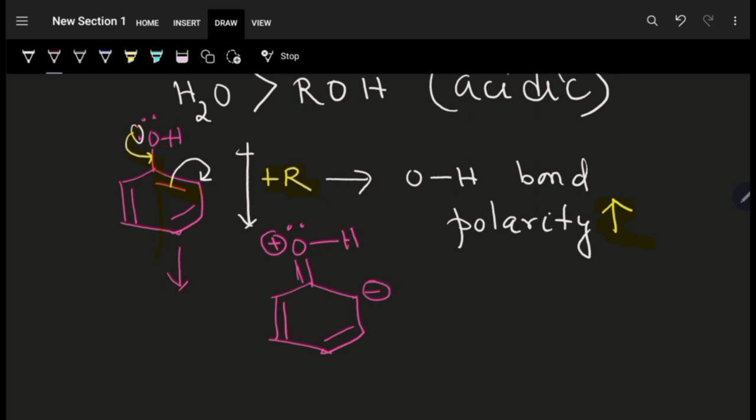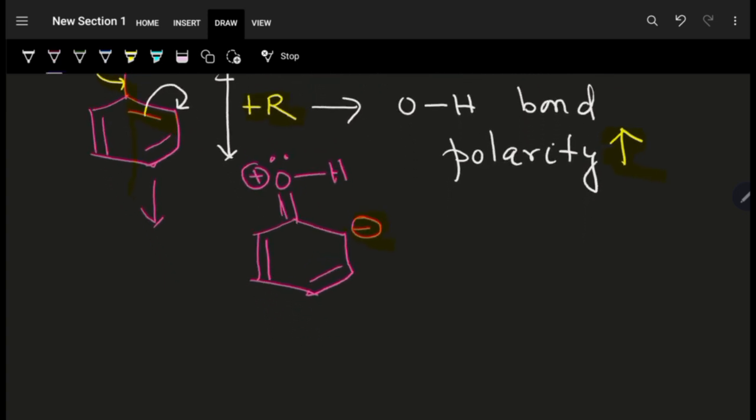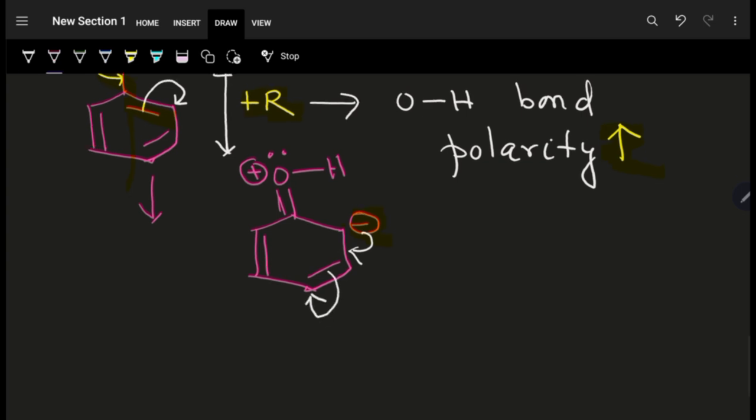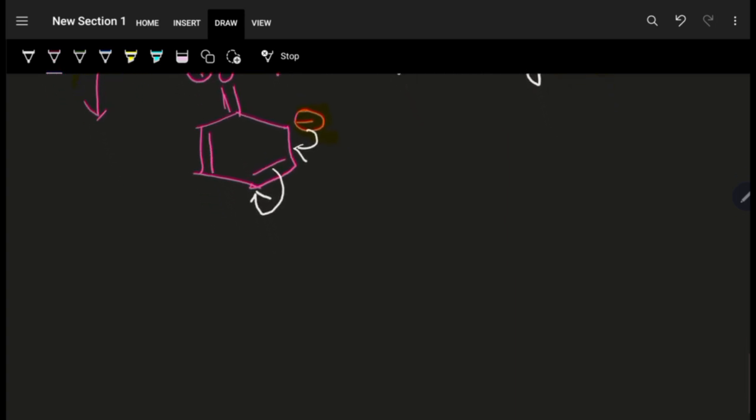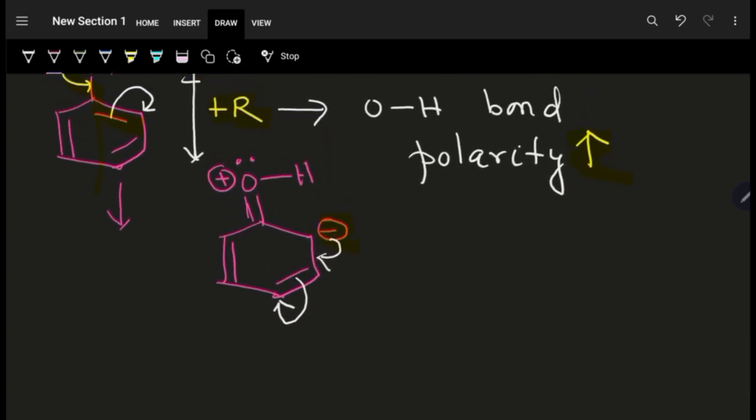Now, this negative charge which you have got is in conjugation with the pi cloud, and you will be getting other resonating forms like this. This negative charge forms a double bond, the double bond opens up and forms a negative charge. So again you will get resonating forms. These are the resonating forms. So we can write like this.